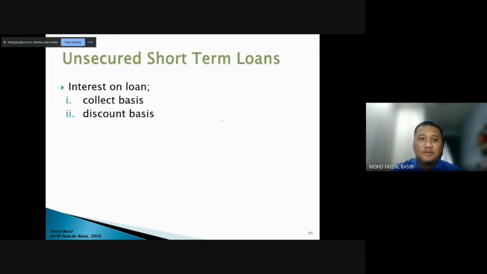So now let's look from the ringgit point of view, or using the real values, and we want to see what will be the implication to the interest rates. As you can see, we have two different interests. The one I mentioned earlier with the terms and conditions is based on the discount basis, the discounted loan. But we also have interest based on the normal loan, or normal interest, based on collect basis. So we want to see the difference between the two. What will be the implication?